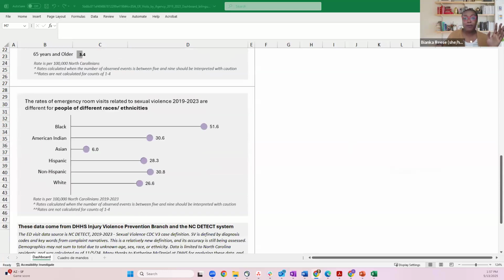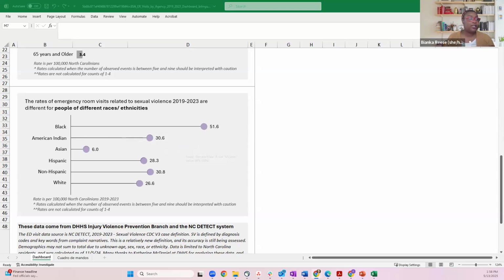Okay, I'm going to move on. In the last section, sorry. Okay, Sarah. Oh yeah, the validation was checking the accuracy of the surveillance definitions used. Yes, exactly. So the last piece of information that the dashboard provides you for your service area is the emergency room visits related to sexual violence by race and ethnicity. And you can see here across North Carolina between 2019 and 2023 that the rate of ED visits related to sexual violence was the highest among Black individuals and Native North Carolinians.